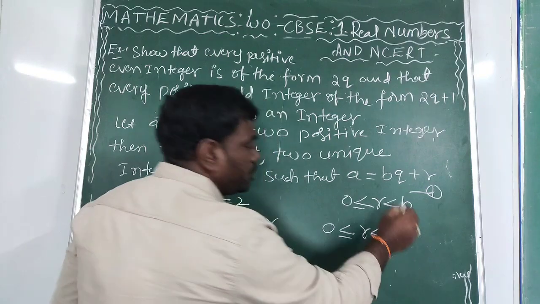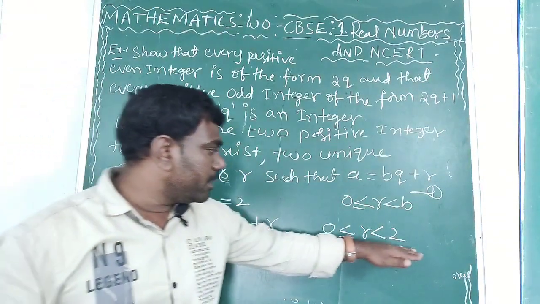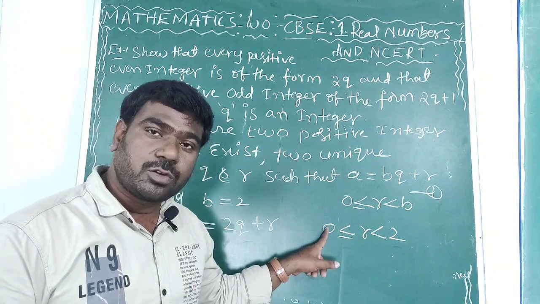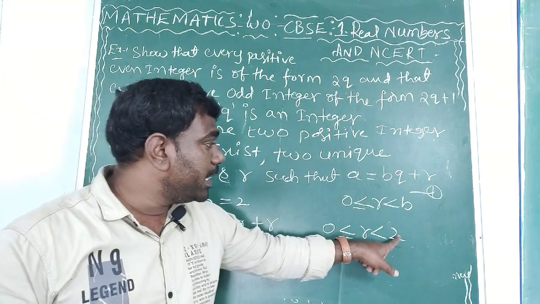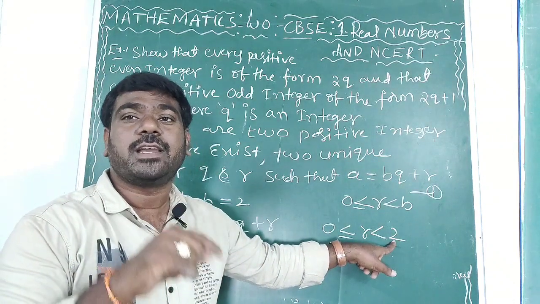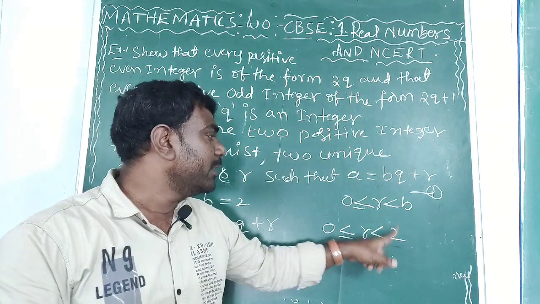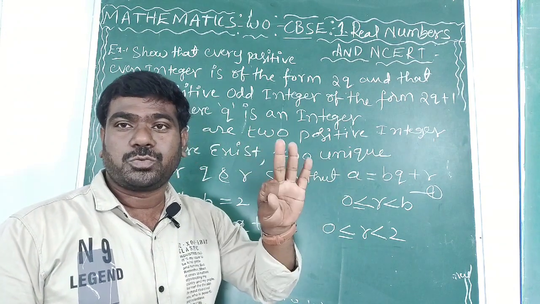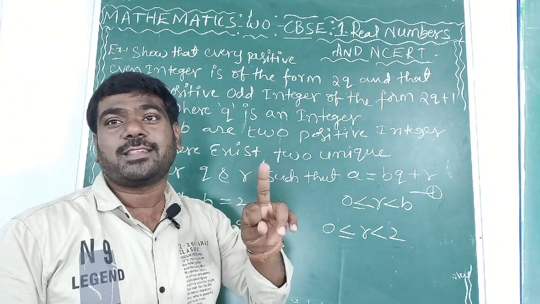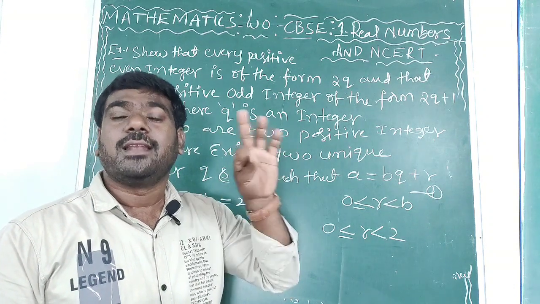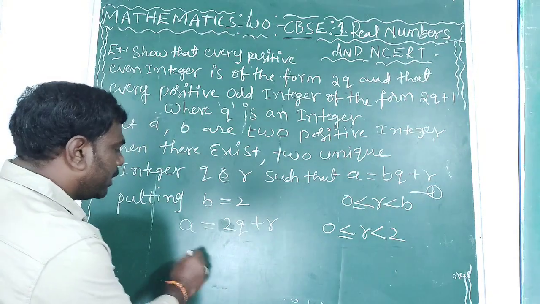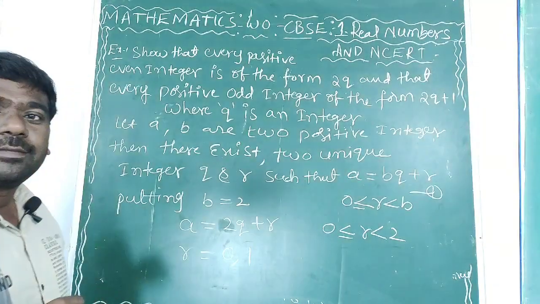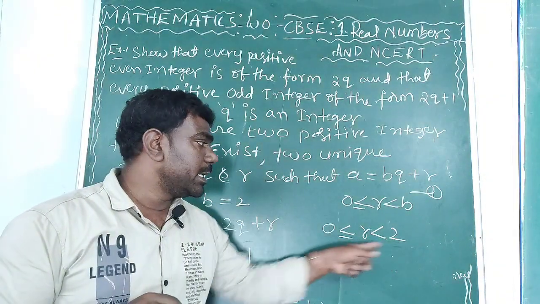What is the b here? It is 2. Can you tell me what the r values are here? R starts with 0, and ends where? The remainder should always be lesser than the divisor, meaning 2. So we can count 0, 1, 2. Can we take r as 2? No. Why? Because r should be lesser than b. Therefore r is equal to 0, 1, by seeing this condition.